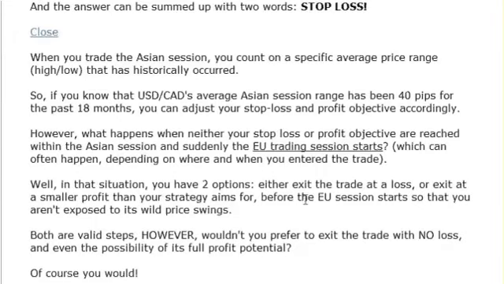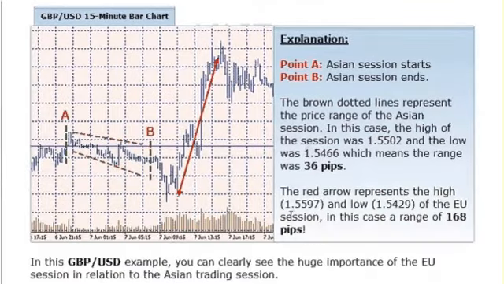Okay, let's look at a few examples here. This chart shows us the pound dollar. It's a 15-minute bar chart, so each one of the bars here represents a 15-minute time period. Point A, the Asian session starts. Point B, the Asian session ends. Okay, so this area right in here, this is the Asian session. The brown dotted lines here, that represents the range of the Asian session. So between these 2 brown dotted lines is the range.